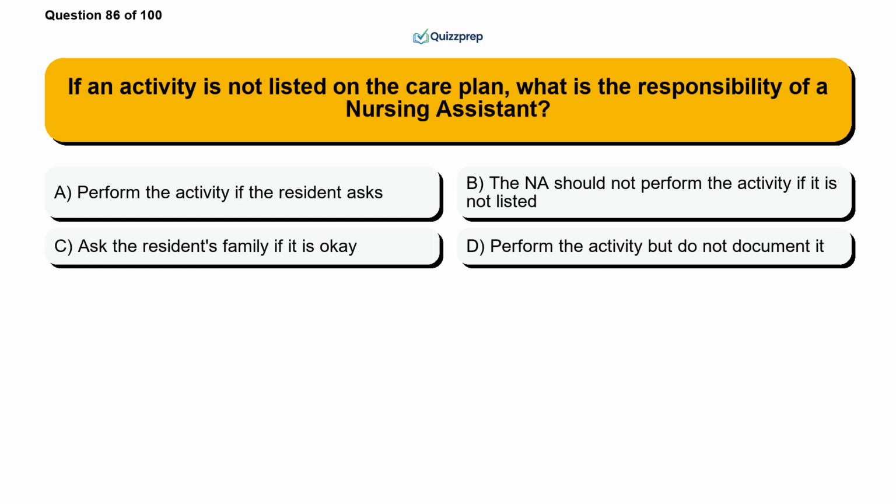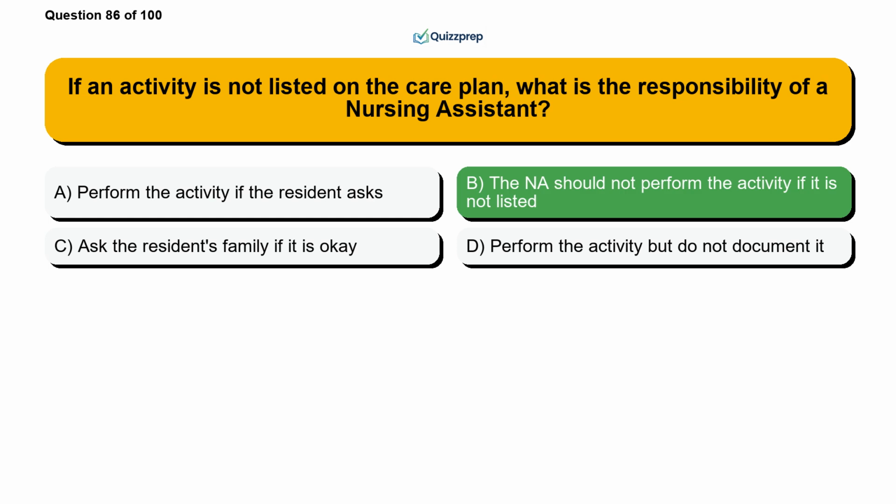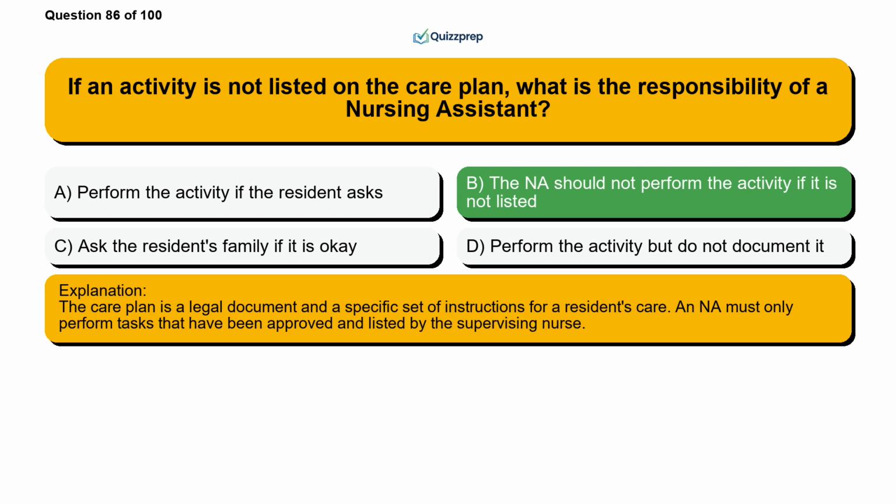Question 86. If an activity is not listed on the care plan, what is the responsibility of a nursing assistant? Option A, perform the activity if the resident asks. Option B, the NA should not perform the activity if it is not listed. Option C, ask the resident's family if it is okay. Option D, perform the activity but do not document it. The correct answer is option B, the NA should not perform the activity if it is not listed. The care plan is a legal document and a specific set of instructions for a resident's care, and the NA must only perform tasks that have been approved and listed by the supervising nurse.